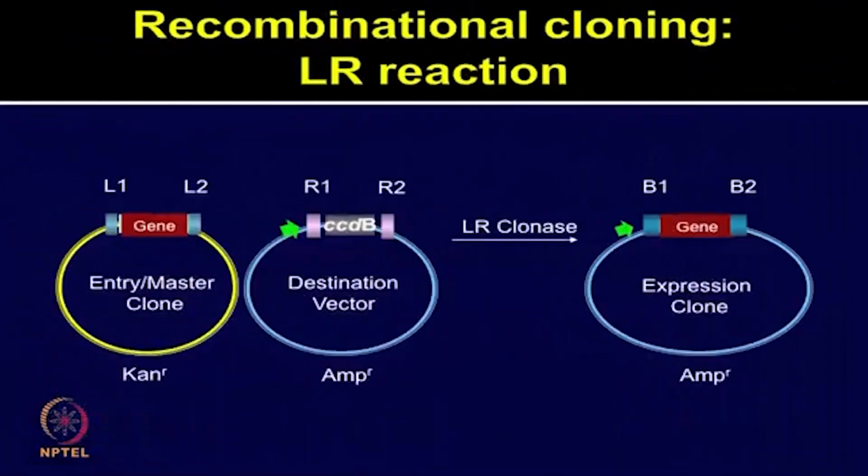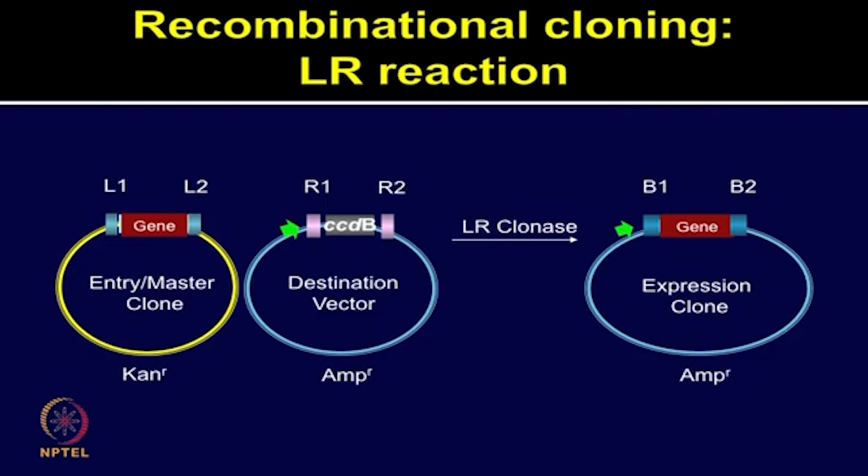In BP reaction, you had made entry your master clone, and now that can be further used in the LR reaction. In LR reaction, the interaction between at L and at R site can be catalyzed by enzyme LR clonase. Reaction is known as LR reaction. LR recombination between entry clone and destination vector.